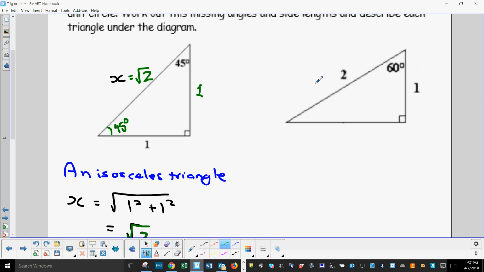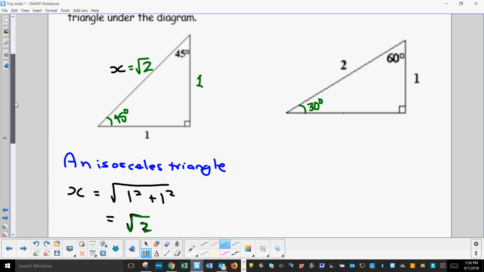This little one here, we've got 60 degrees here, we've got 90 there. What must this angle here be? 30. 30, good. How did you get 30 degrees? I did 90 plus 60, which is 150, and then 180 subtract 150. Yep, that's good. Subtract from 180, nice.